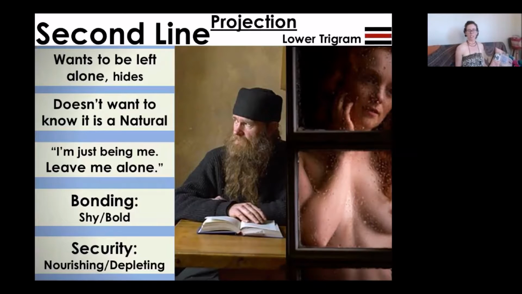Their bonding strategy is they oscillate between being really shy, and then all of a sudden bold. So again, for a 2-4, the way that they would connect would be shy, and then all of a sudden, boom, they might say something bold or do something bold. A 6-2, since the 2 is now the second number, is unconscious, so shy, bold would be their sexual strategy. That's how they would engage sexually: kind of shy and then bold.